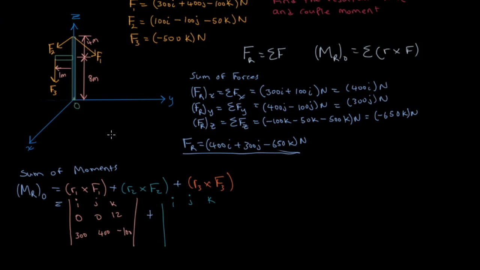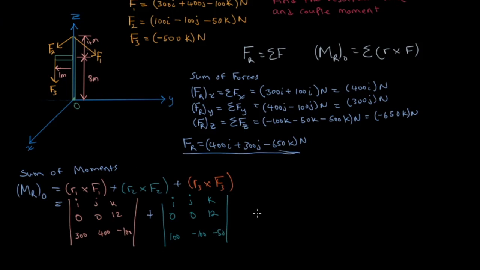Well, it has no x component, so it's going to be 0. It also has no y component. And the z component is going to be the same as F1 here, so it's going to be 12. And then what about F2? Well, we have 100i minus 100j minus 50k.